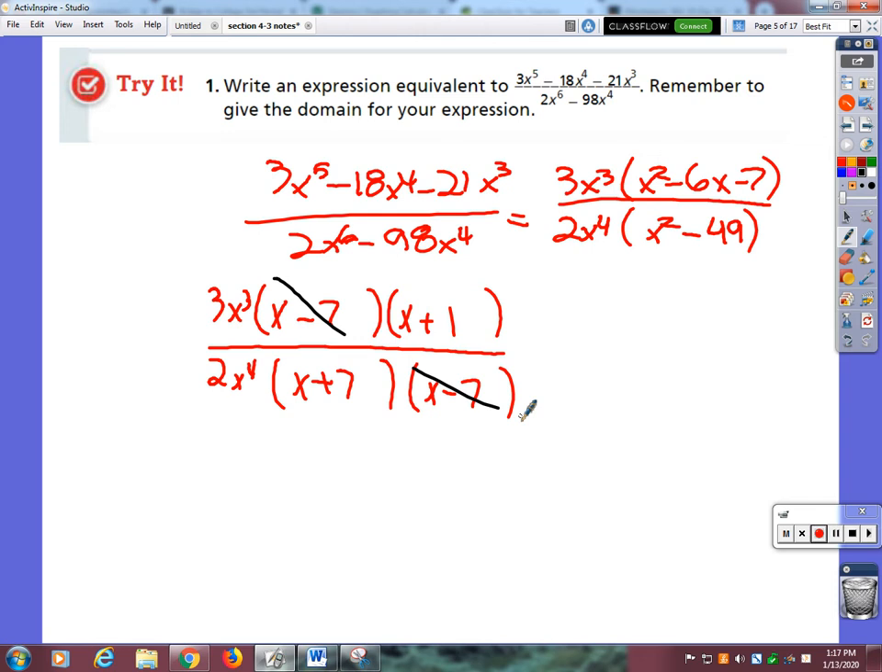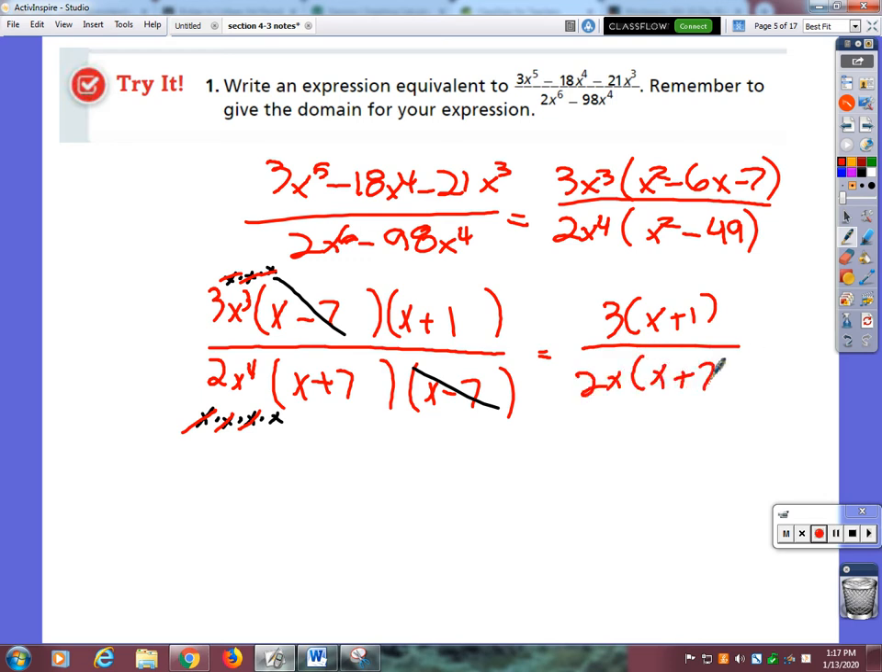Also, x cubed is x times x times x, right? And x to the 4th is x times x times x times x. So what that means is cancel, cancel, cancel, cancel, cancel, cancel. And so what you're left with is a 3 times x plus 1 on the top and a 2x times x plus 7 on the bottom.